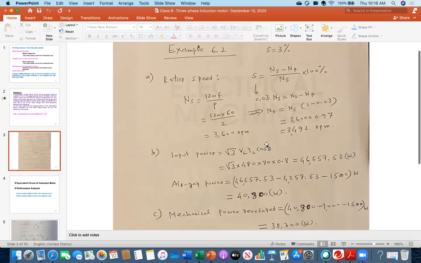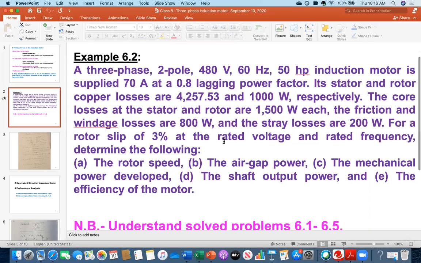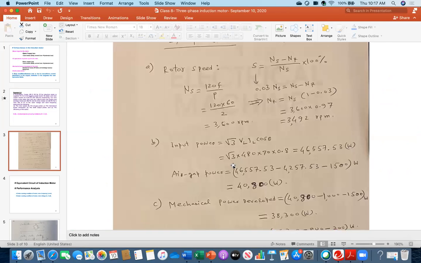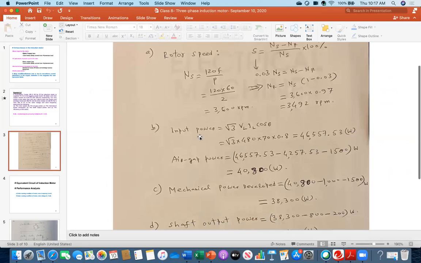Okay, now come back. What was the second question? Air gap power. Air gap power means input to the rotor circuit, input to the rotor. So everybody see, first what am I calculating? Input power to the motor. That is my very first step. Input power to the motor is √3 VL IL cos θ, which I was explaining to you on the whiteboard.